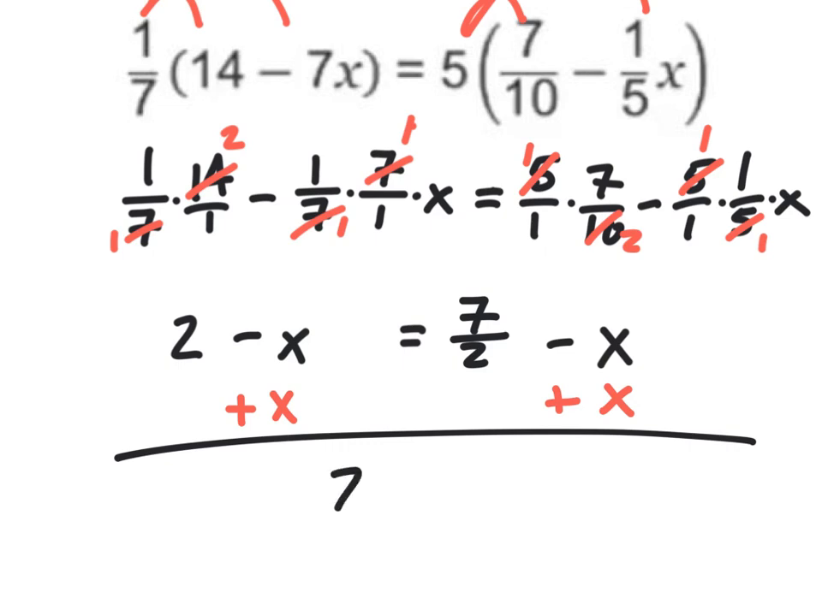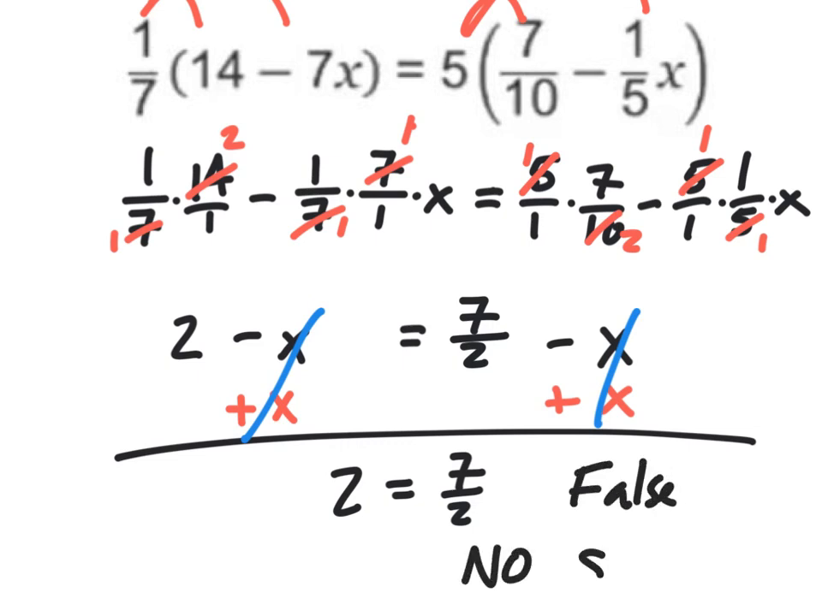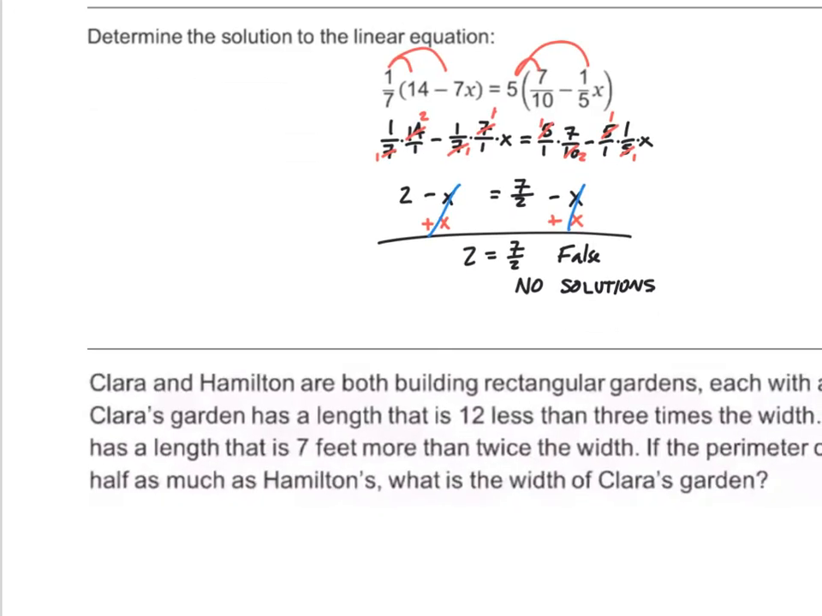So then we get that 2, because negative x plus an x just adds to 0, so it cancels. Same thing over here on the right side, it cancels out. So then we're left with 2 is equal to 7 halves, and because these are not the same number, this is a false statement, which means that there are no solutions. No solutions.